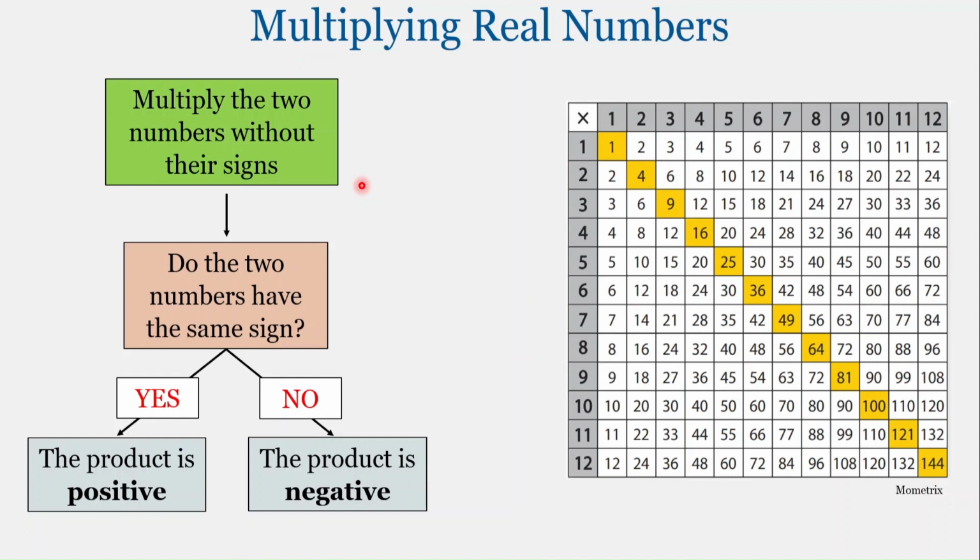So once you've multiplied those 2 numbers without their signs, then take a look at their signs. If the signs are the same, then the product, the result of multiplication, will be positive. If the signs are different, so you're multiplying a positive and a negative number, then the product will be negative.